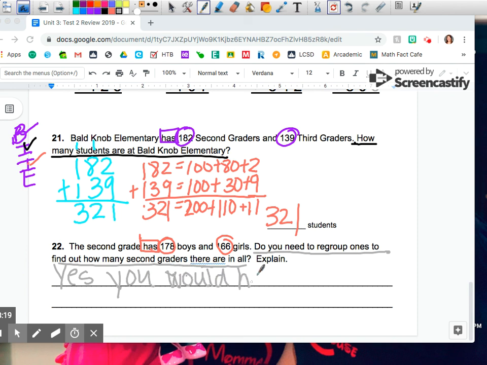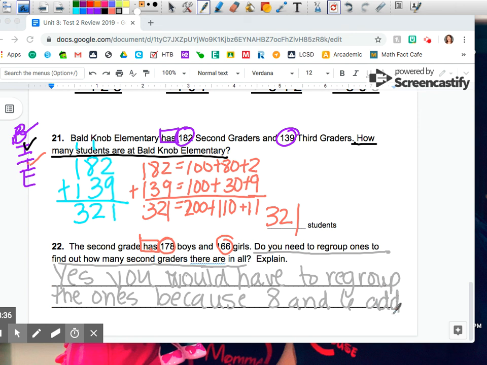you would have to regroup the ones because 8 and 6 add together to equal more than 9. Now, it didn't have to be exactly that wording, but pretty much something that explained to me, or let me know, that they knew that they would have to regroup and why they were regrouping.